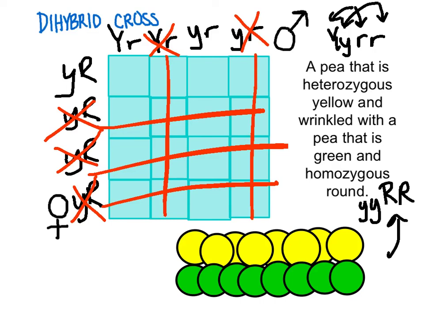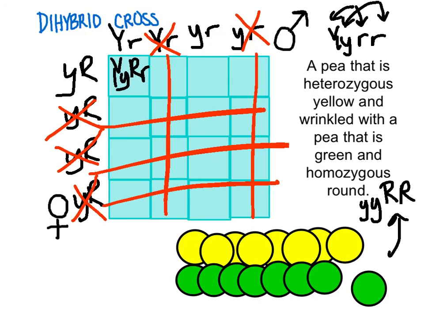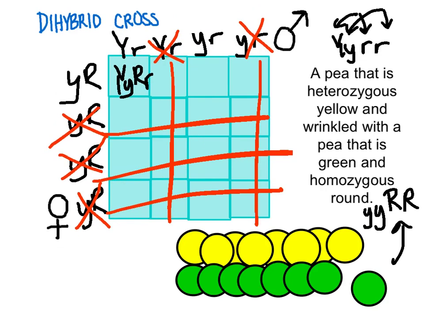So now I'm actually only looking at two boxes, and I know that big Y crossed with little y, and then big R crosses with little r. That's heterozygous for both traits. That means it must be yellow and round. So let's see if I can grab one of these. All right, well, it's going to be yellow and it is going to be round.